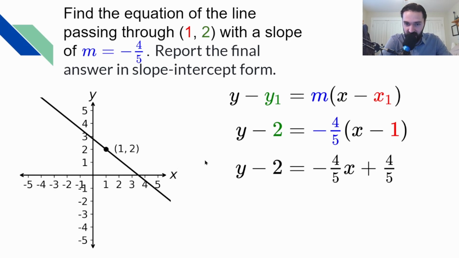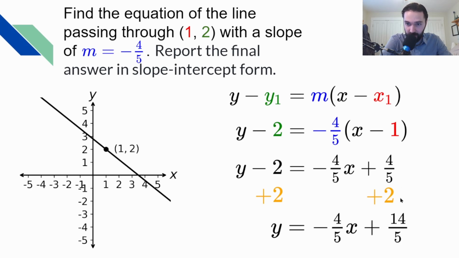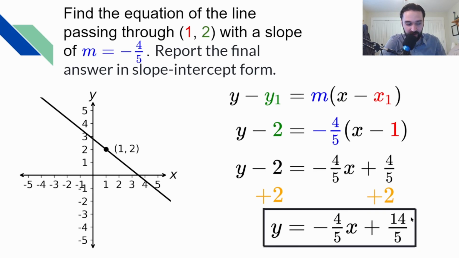All right, next we just need to isolate y. So we're just going to add 2 to both sides. And that gives us y equals negative 4/5 x plus 14/5. 4/5 plus 2 is the same thing as 4/5 plus 10/5. So when we get a common denominator like that, the result is 14/5. So this is my final answer.